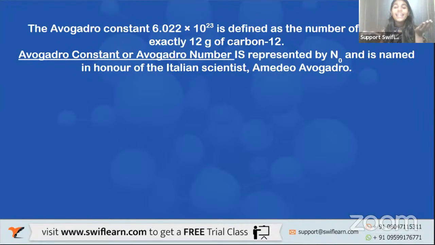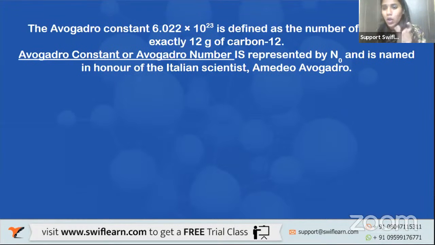Will it weigh the same? Is the mass the same? No, because the mass of hydrogen is different and the mass of gold is different. So it will not weigh the same. Okay, the mass is different. So what is Avogadro number? It is just 6.022 into 10 raised to 23 atoms or ions or anything. It's just a value. It's a fixed value.